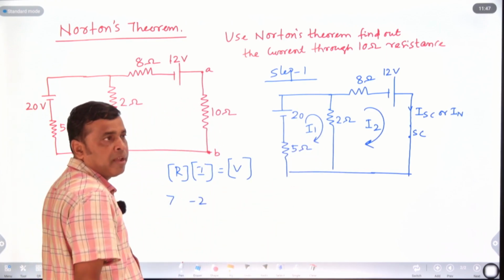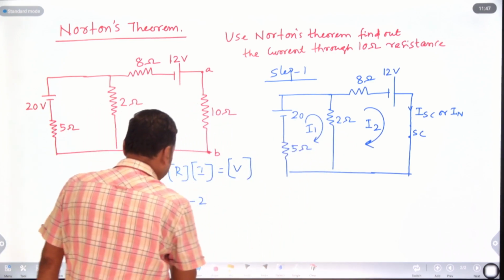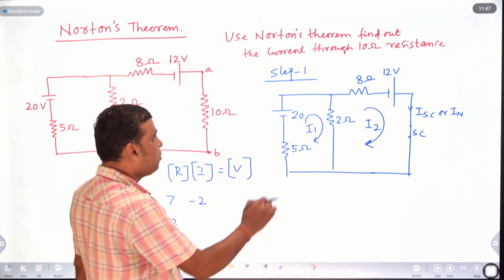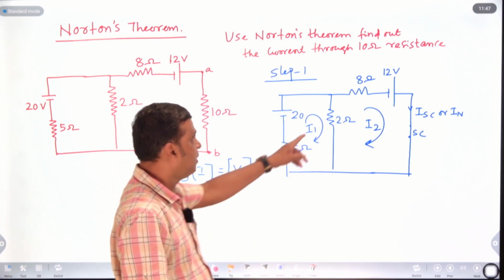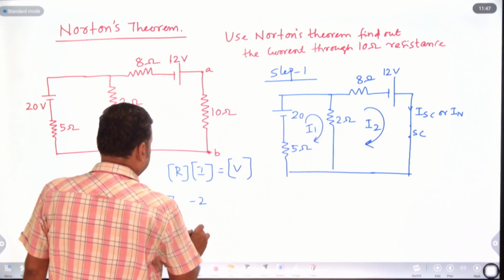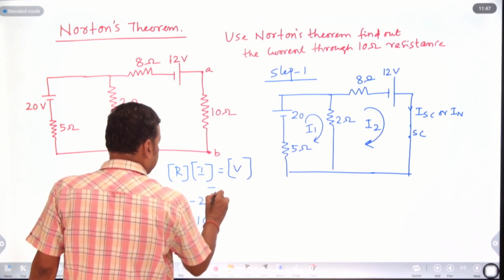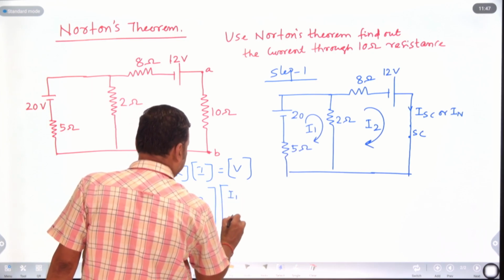For the common resistance, put the minus sign. Similarly, R21, since 1 to 2 is the same, is minus 2, the resistance common between loop 1 and loop 2. R22 is the sum of the resistance formed by loop 2, that is 8 plus 2, which is 10. So this is the resistance matrix. Then the current matrix is I1 and I2.